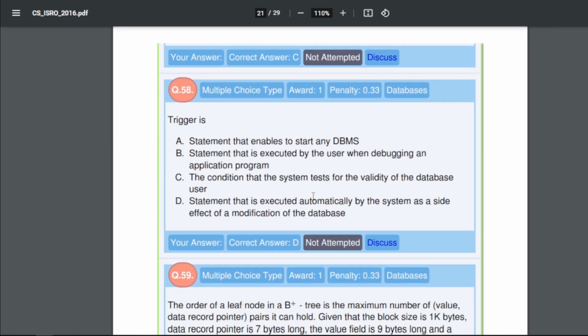Now 58 is: a trigger is what? Again, a very easy question. A trigger is basically a statement that is executed automatically by the system as a side effect of a modification of the database. So option D will be the correct answer, that is statement. A trigger is the statement that is executed automatically by the system as a side effect of a modification of the database.